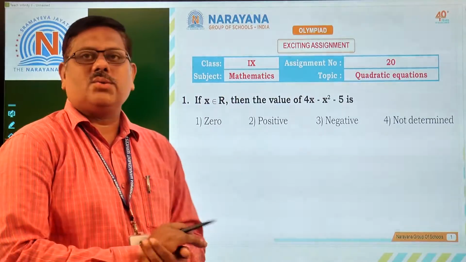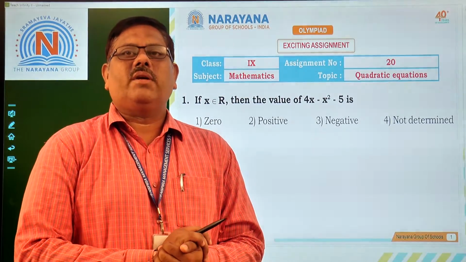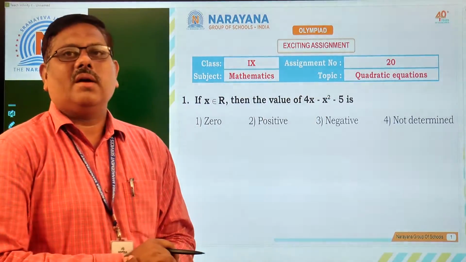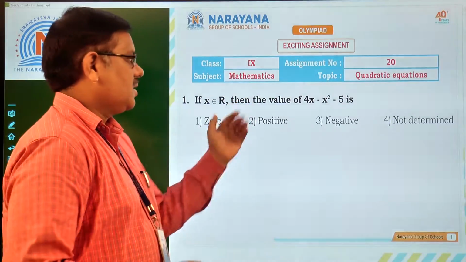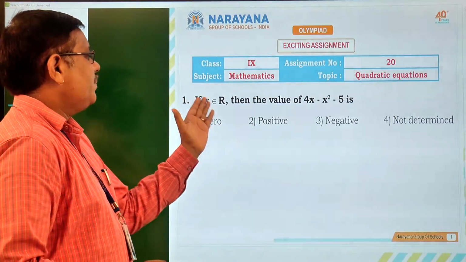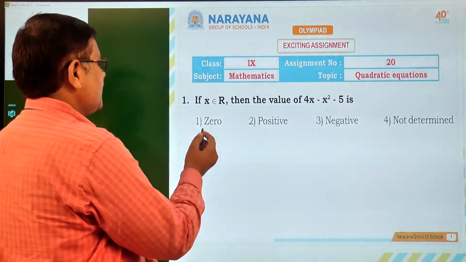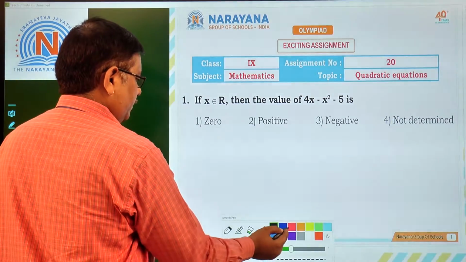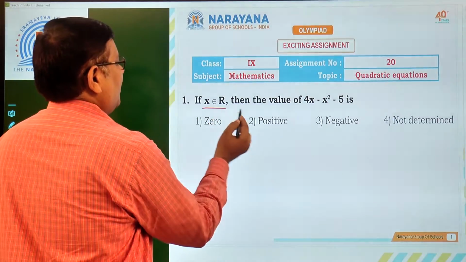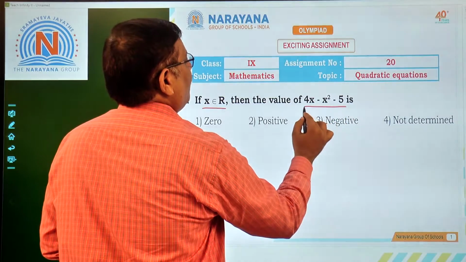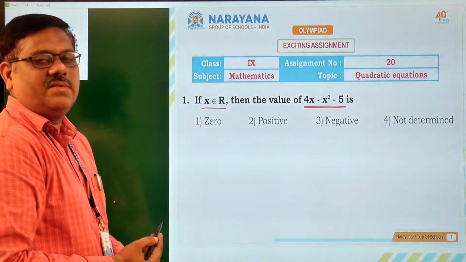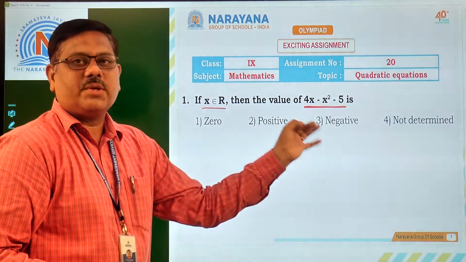Today for class 9 students, we are going to discuss assignment number 20 on quadratic equations. Okay, now let us start the first question. If x belongs to R, meaning x is a real number, then the value of 4x minus x square minus 5 is... it is a quadratic expression.